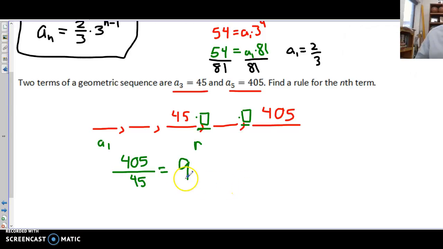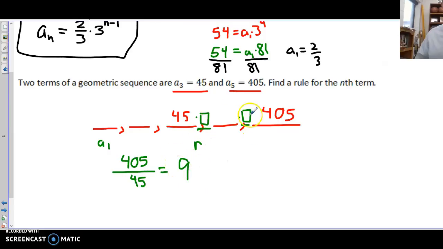So 45 times 9 is going to be 405, okay? So 9 is not my common ratio, though. So here's what I do with this ratio of 9. It's a ratio. 405 divided by 45 is 9. I multiplied by something 2 times. And something times something happened to be the same as multiplying by 9.